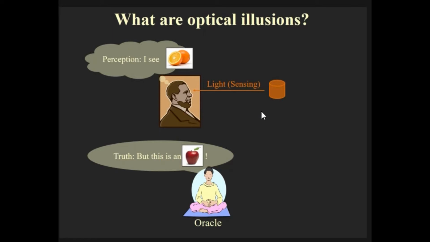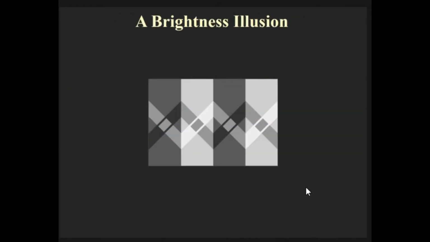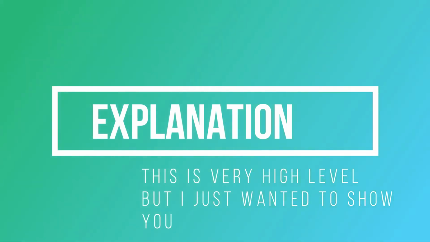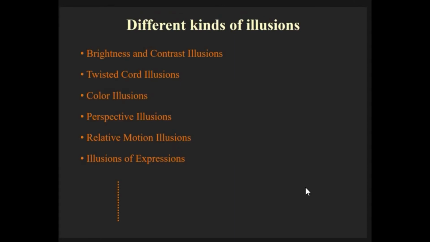There are optical illusions in nature. This is when you look down the road and you see water on the road. That's caused by the heat, and it's actually a kind of reflection off the surface, but it's an illusion because the water is actually not there. You have brightness illusions. There are different kinds of illusions: brightness and contrast, twisted cord, color illusions, perspective illusions, relative motion illusions, illusions of expression, and we really want to just give you a brief summary.